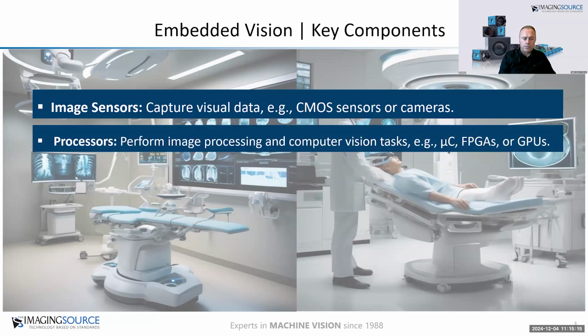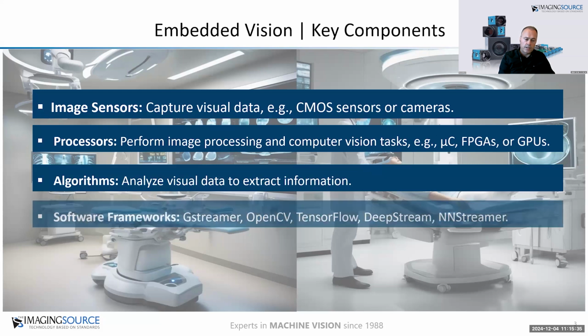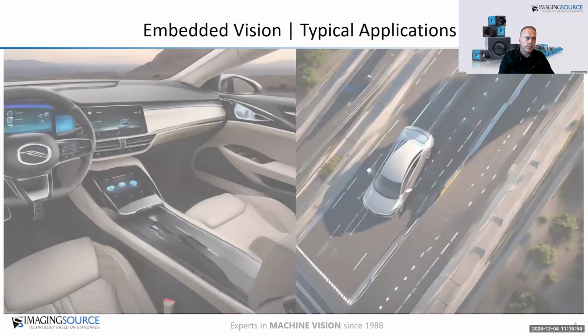Then, of course, we have the processors that perform the image processing. And as I said, we are using here dedicated hardware that is designed for executing some dedicated task. It could be microcontroller, it could be ISP, DSP, FPGA, or GPU. Then we, of course, have the algorithms that have to process this image data. And last but not least, of course, software frameworks. And here I have listed some pure general open source frameworks like GStreamer, OpenCV, or TensorFlow when it's about AI. Or, of course, some proprietary frameworks like DeepStream from NVIDIA or NNStreamer from NXP.